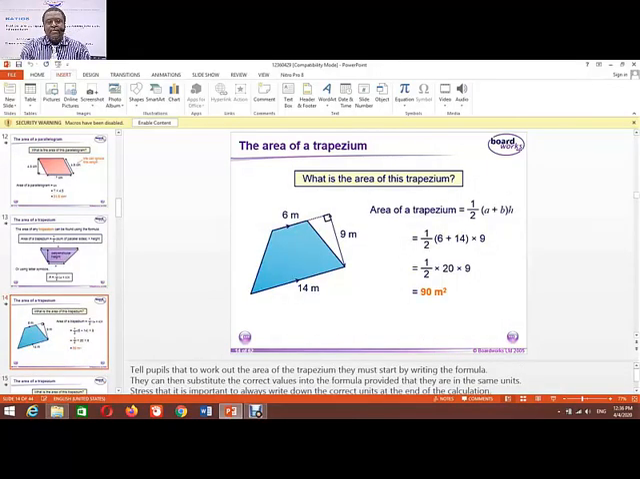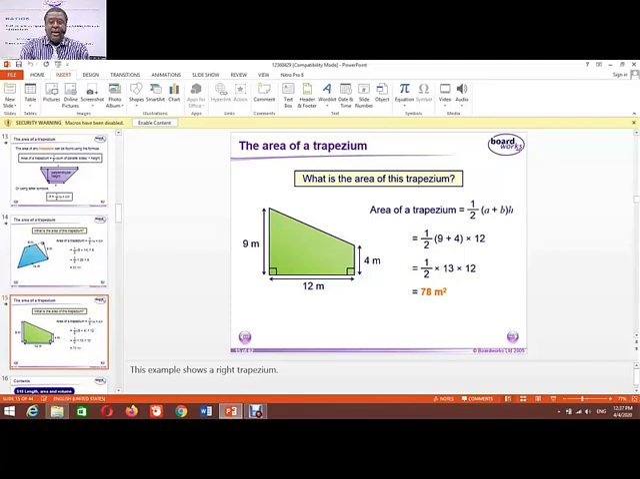What is the area of this trapezium? As we can see here, a is equal to 14 meters, b is equal to 6, and the height is equal to 9. In order to use the formula 1/2 (a + b) times h, we have 1/2 (6 + 14) times 9. Calculating what is in the bracket, 6 plus 14 is equal to 20, and 20 divided by 2 is equal to 10, and 10 times 9 is equal to 90 meters squared.